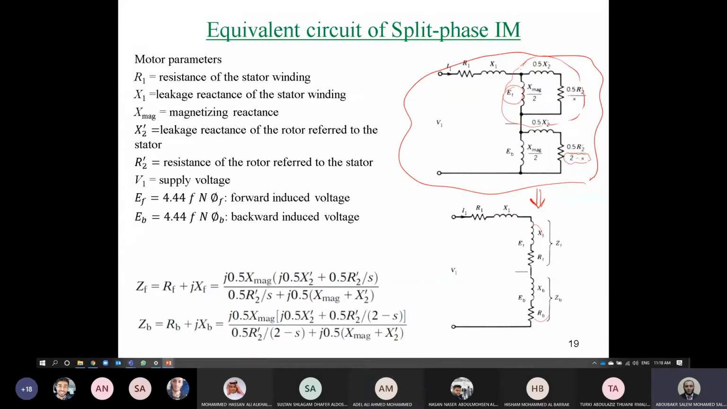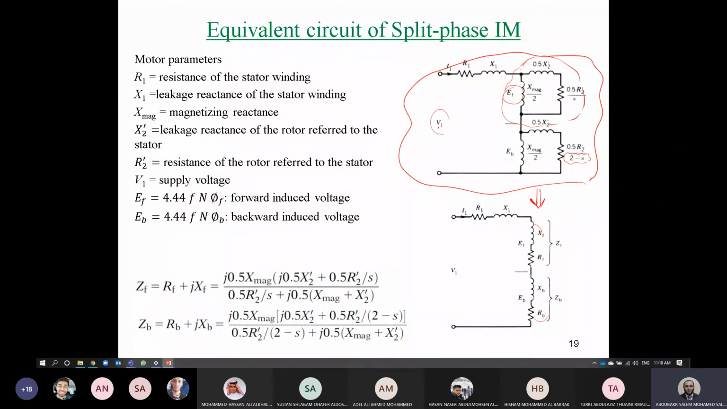Yes. Good. Now regarding the parameter names, as you know from the beginning, it's similar to the three-phase induction motor. So R1 is the resistance of the stator winding, X1 is the leakage reactance of the stator winding. All the time we refer to the stator side. Xm or Xmag is the magnetization reactance. X2 prime is the leakage reactance of the rotor, referred to the stator side. R2 prime is the resistance of the rotor, referred to the stator side.